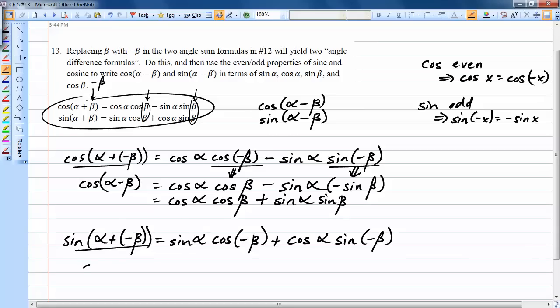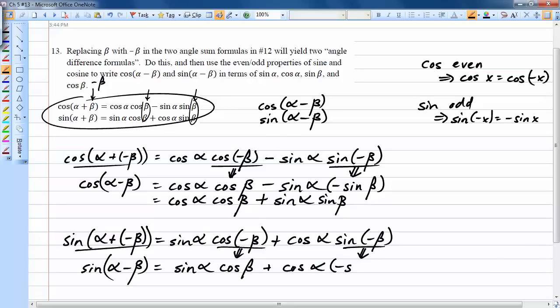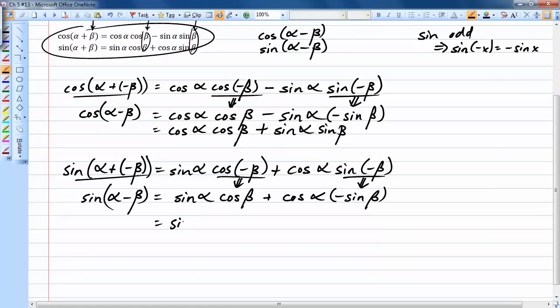This one simplifies, so it just becomes sine of alpha minus beta. Then I'm going to get sine alpha, cosine of negative beta, and since cosine is an even function, this becomes just cosine beta. And then this becomes negative sine beta, and I'm going to move the negative to here, so that becomes a minus sign instead. So we get sine alpha cos beta minus cos alpha sine beta. Okay, hope that helps.